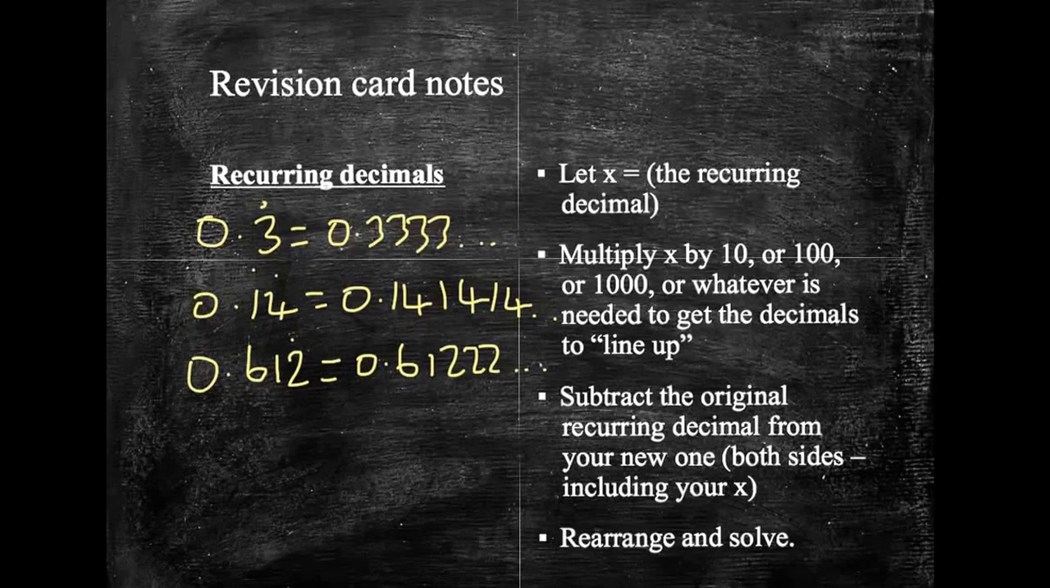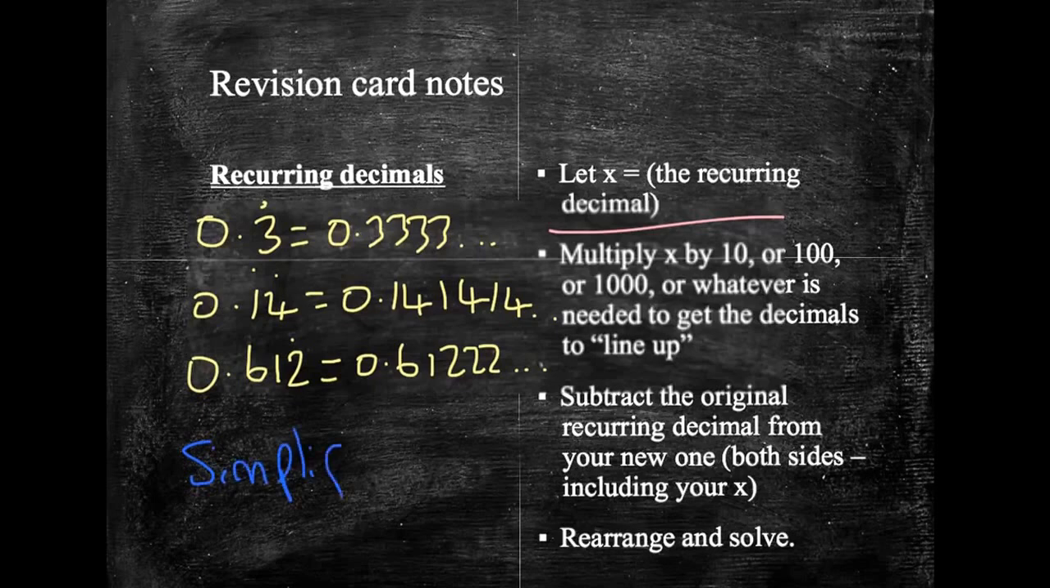I've put over on the right hand side some ideas about what you could write in your revision notes. You can say let x equal the recurring decimal. We're then looking at multiplying either by 10 or 100 or 1,000 or whatever you need to do to get these decimals to effectively line up. You're then going to subtract one away from the other, remembering to subtract your x's as well. Then you're going to rearrange and solve and finally simplify. As a final clue, simplify where possible.